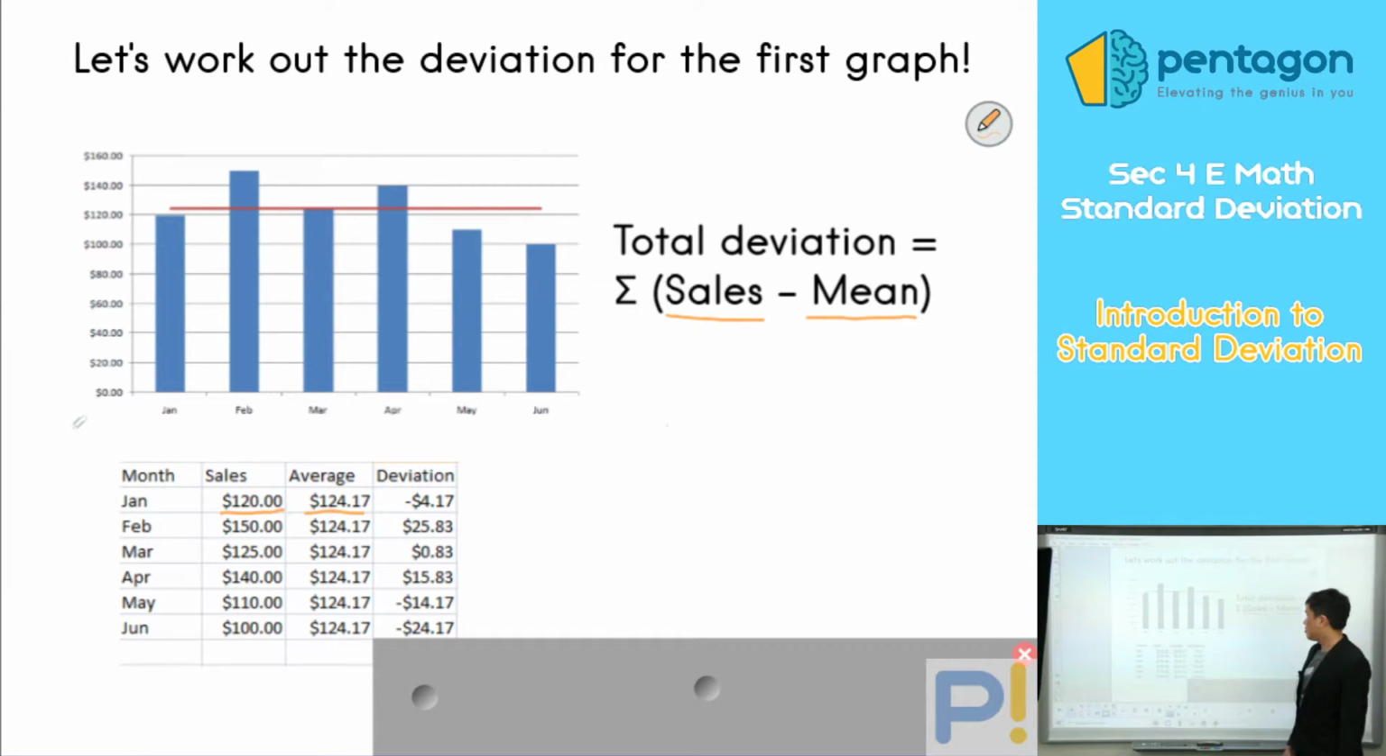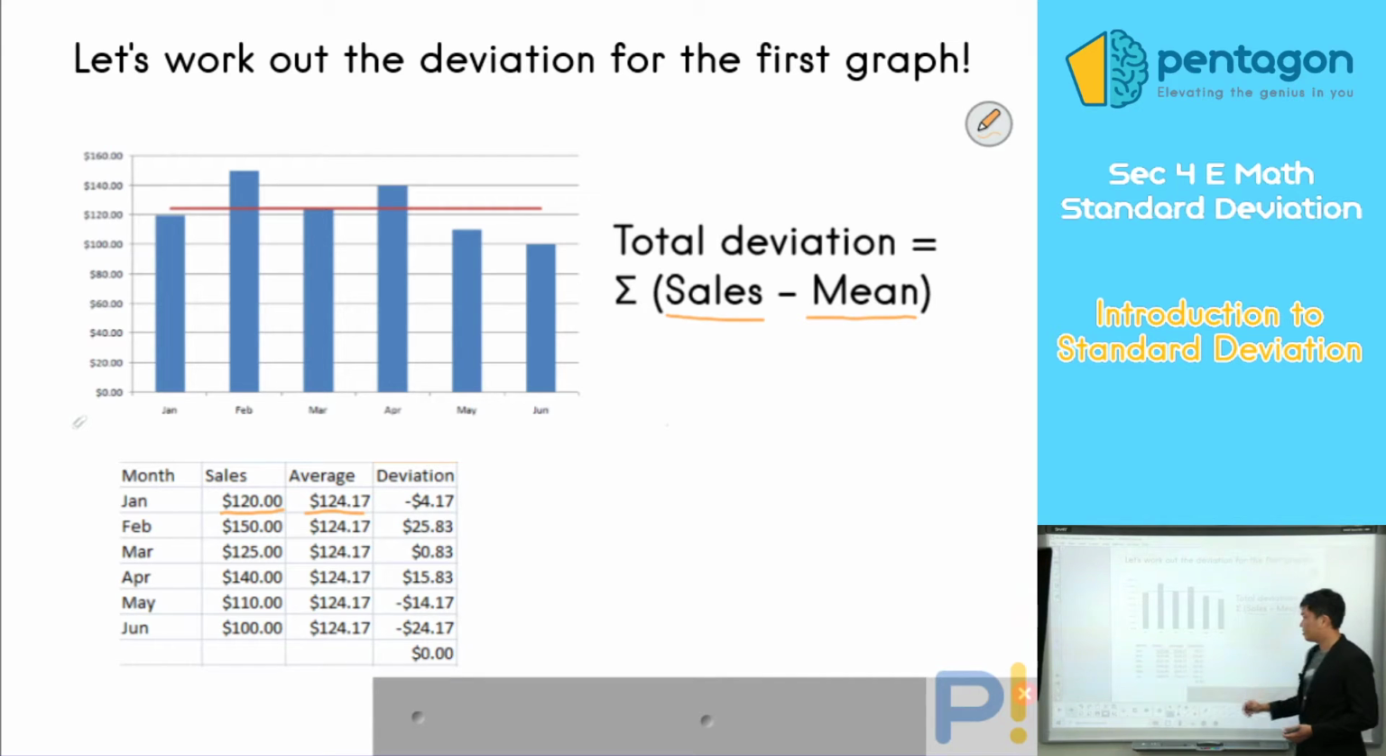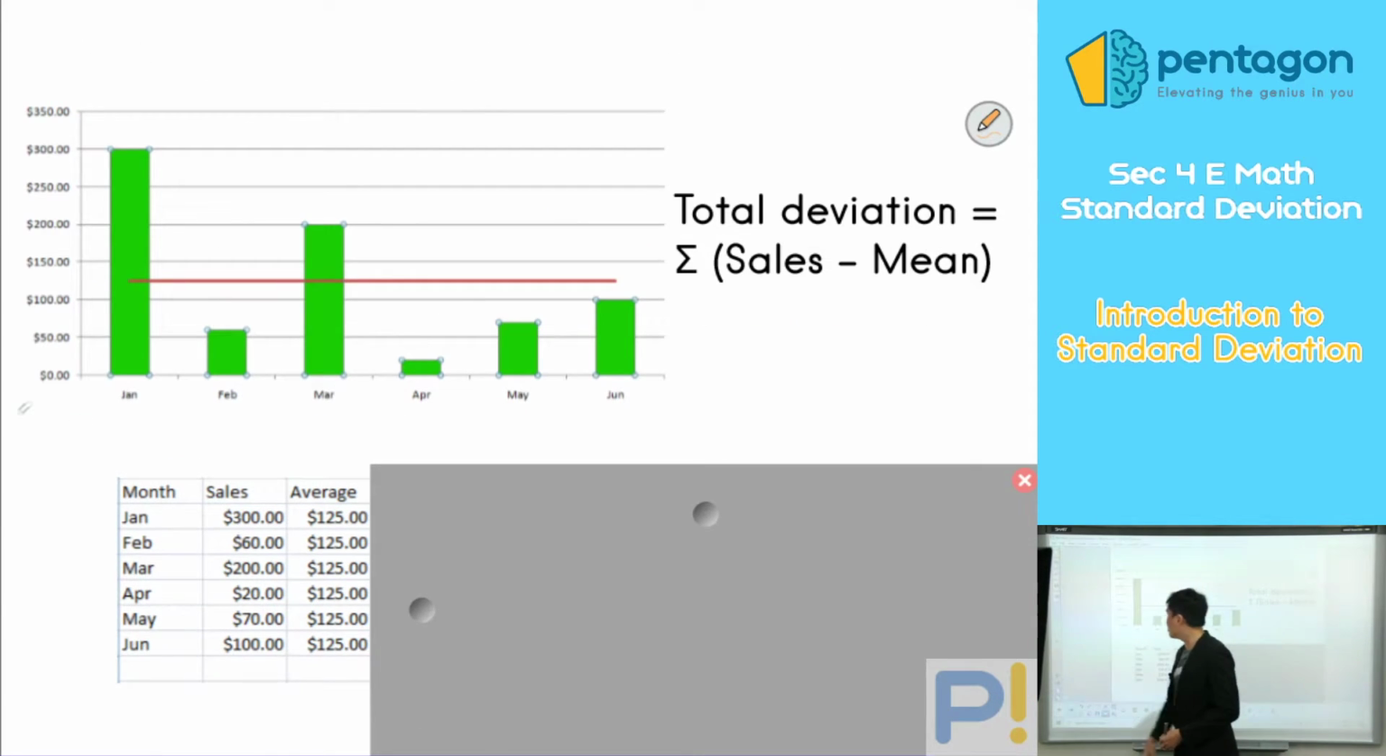Would you like to first make a guess before I reveal the answer? What is the sum of all the deviations for this blue graph? Keep in mind that it's supposed to be small. Okay, so I'm going to reveal it in 3, 2, 1. Total deviation is 0. Could it be that the deviation is really small, so it's around 0? Let's check with the green graph where the deviation is larger. Maybe we'll get a non-zero value over here.